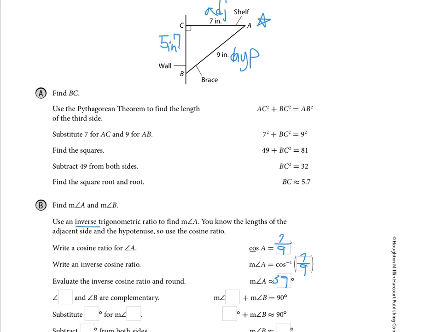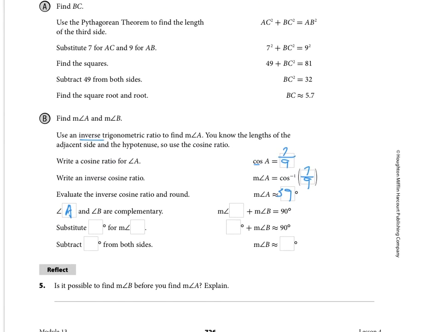Now, because I know that angle A and B in a right triangle here are complementary, we're going to substitute: the measure of angle A plus the measure of angle B is 90, and substitute the 39 that we just found for the measure of angle A. Then we're going to subtract that 39 degrees from both sides, and we get that the measure of angle B is 51.